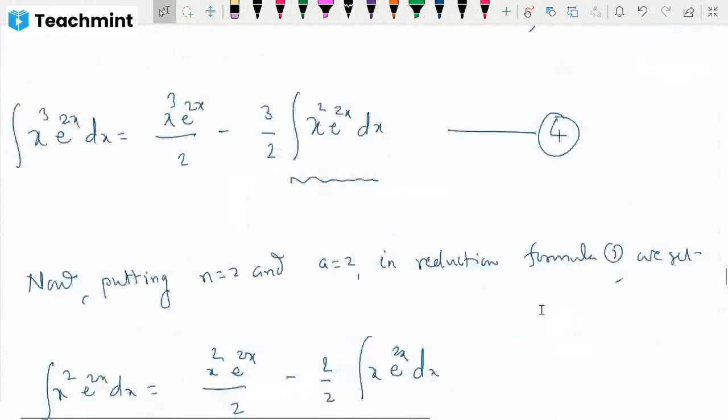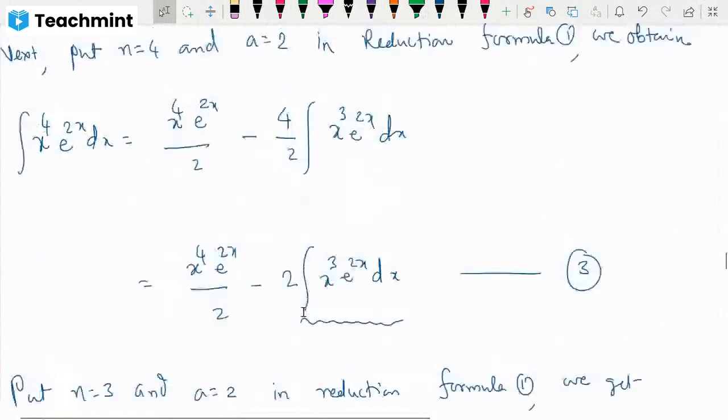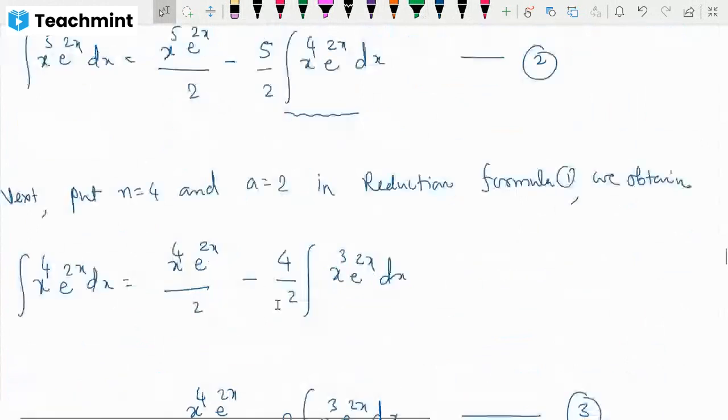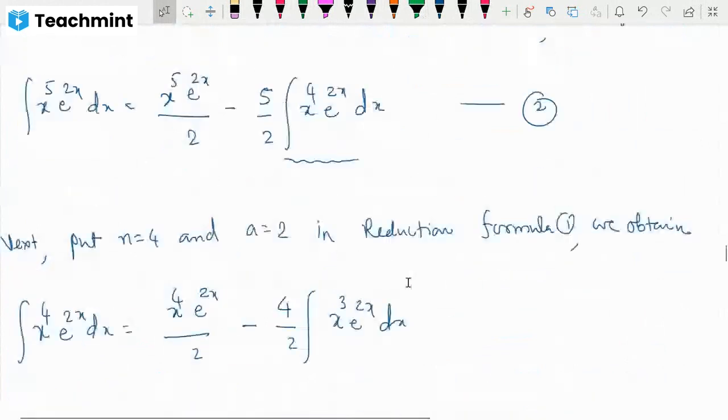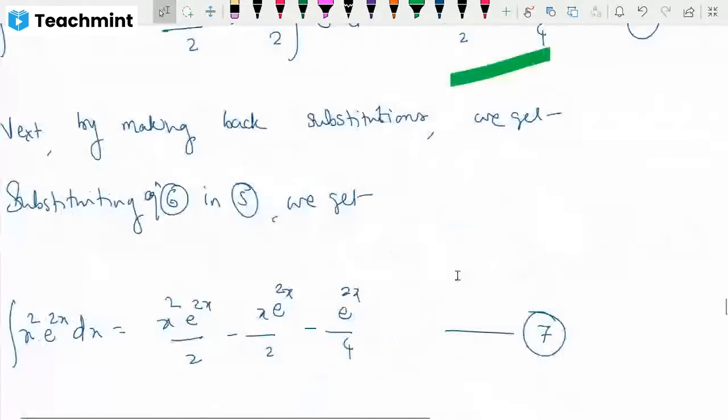Again, we put this value in x cube, and that gives us the value of integration x cube. We put this value in integration of x raised to 4 here, and that gives us integration of x raised to 4 e raised to 2x, and we put this value here, and that gives us integration of x raised to 5 into e raised to 2x, and that was our required integration. So the same thing we have done here.